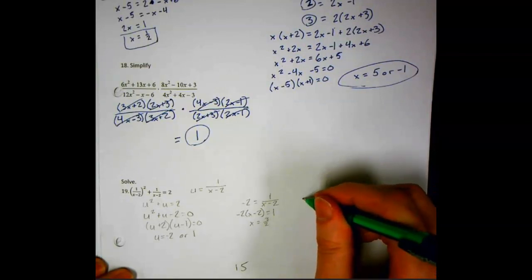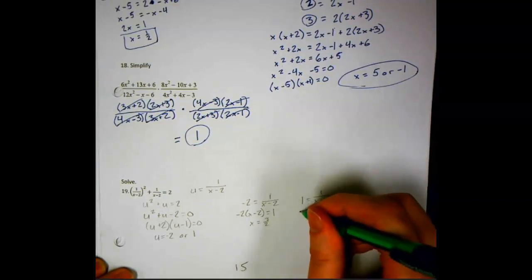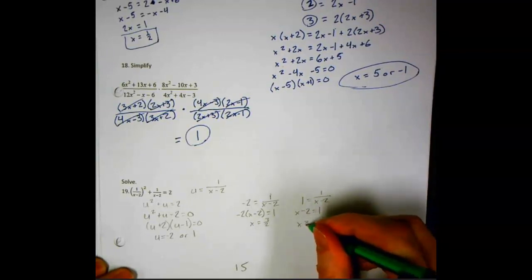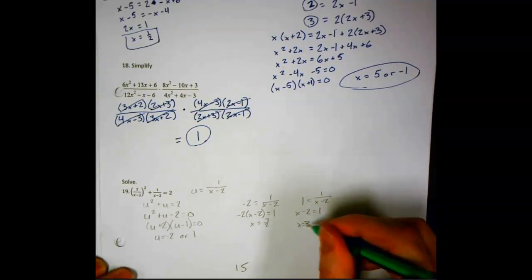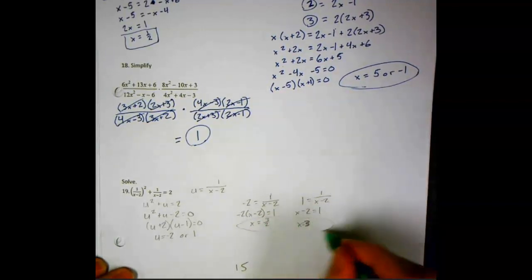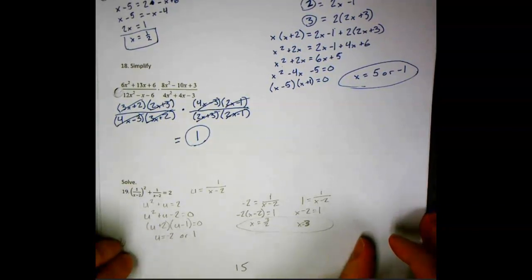For our second part of this, we'll have 1 equals 1 over x minus 2. So x minus 2 equals 1, x equals 3. So our two answers are 3/2 or 3.